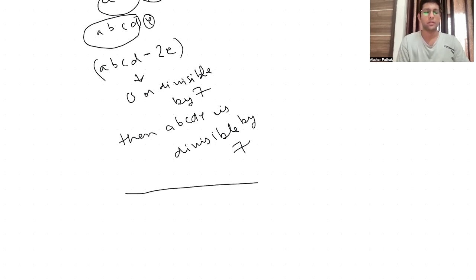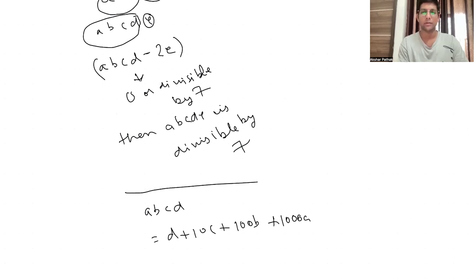Okay. First, let me ask you one thing. If you're given a number A, B, C, D, how can you open it up? D plus 10 times C plus 100 times B plus 1000 times A. You can open it up like that.